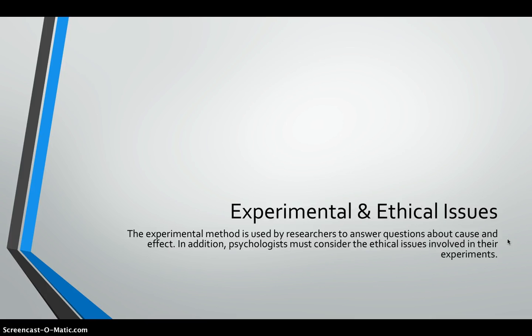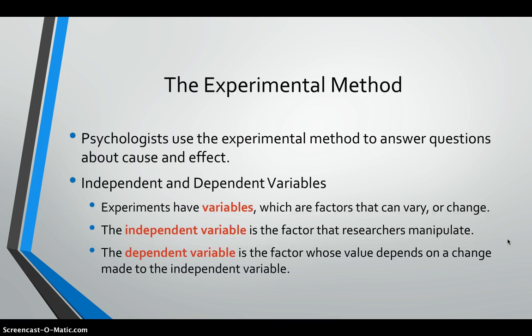And Section 4 is experimental and ethical issues. The experimental method is used by researchers to answer questions about cause and effect. In addition, psychologists must consider the ethical issues involved in their experiments. The experimental method: psychologists use the experimental method to answer questions about cause and effect. And within the experimental method, you would have independent and dependent variables.